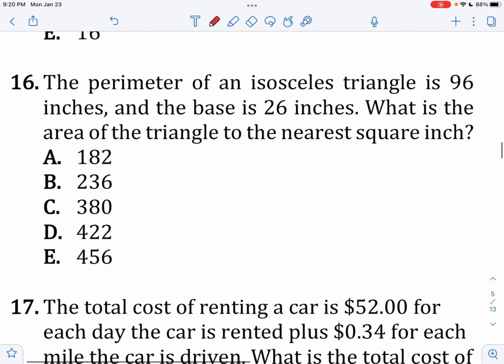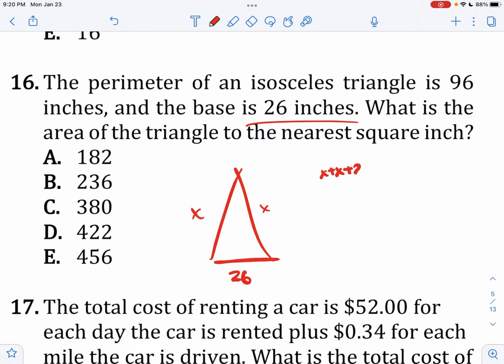The perimeter of an isosceles triangle is 96 and the base is 26. What is the area of the triangle? So the isosceles triangle is going to have a base of 26, and then the other two sides are the same length. They all have to add up to 96, so 2x plus 26 equals 96. If you do the math, you get 2x equals 70, x equals 35.